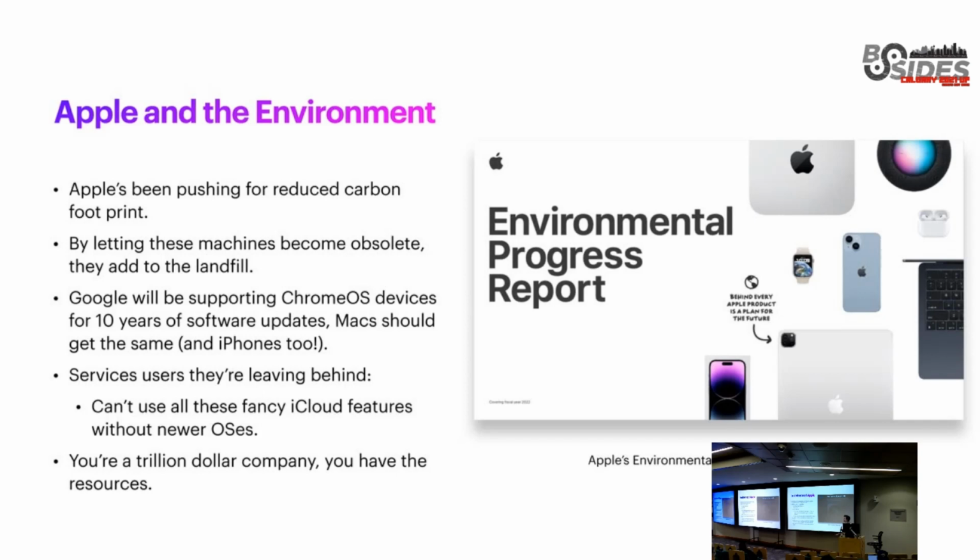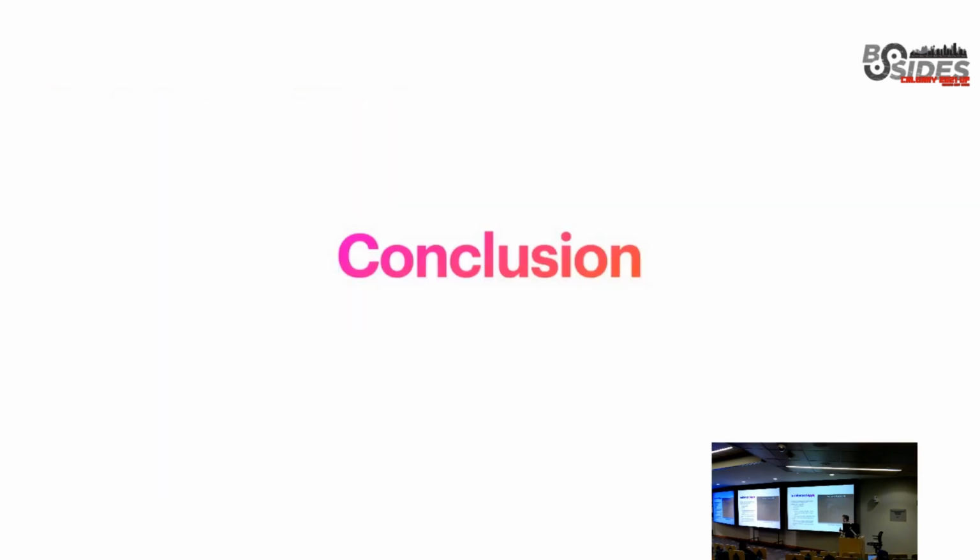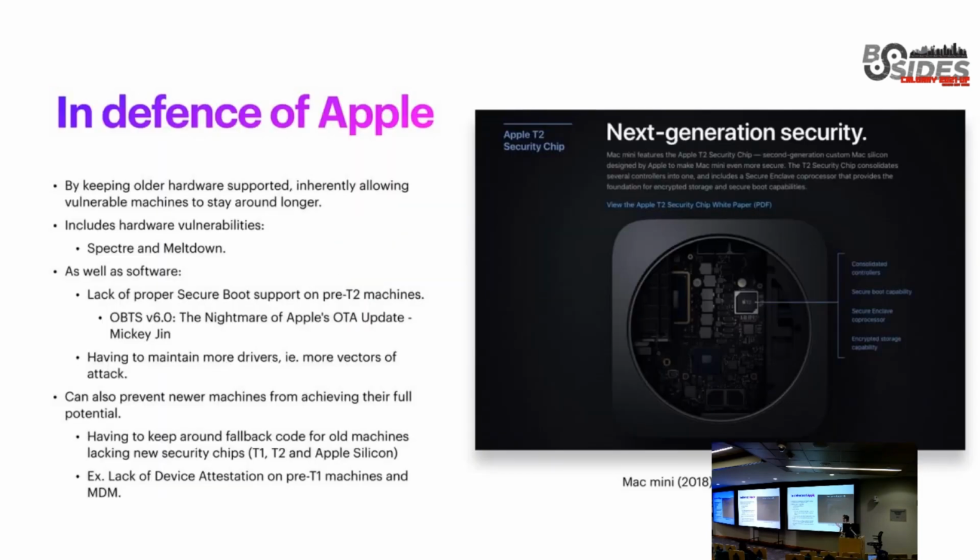Another thing to keep in mind is by keeping these old machines around, you're keeping fallback code around. And so for a lot of machines, they might not be able to be used to their full potential. For example, there is the lack of hardware device attestation on pre-T1 machines. So if you run a mobile device management instance and you need to verify if your machine is genuine and someone's not spoofing it, well, you still need to have fallback code to say, oh, well, that machine might just be an old pre-T2 machine.